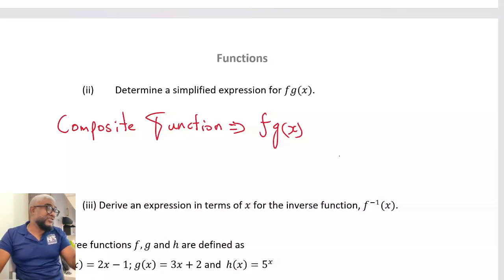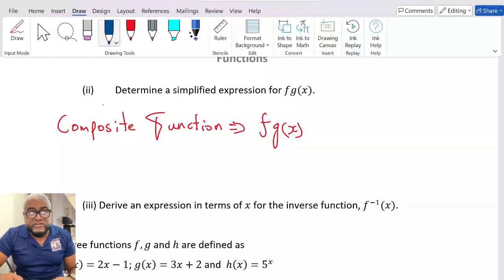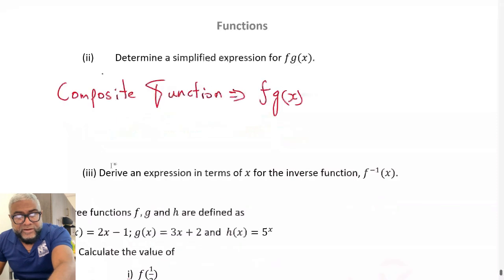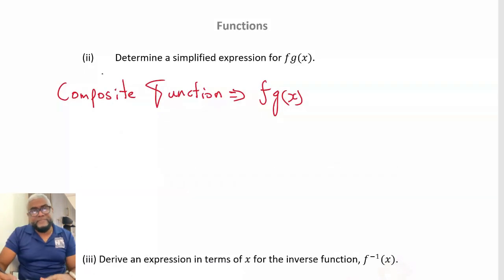The second. We put the second into the first, right? So you have two functions. You have f of x and g of x. I'm going to write them down underneath here, right?